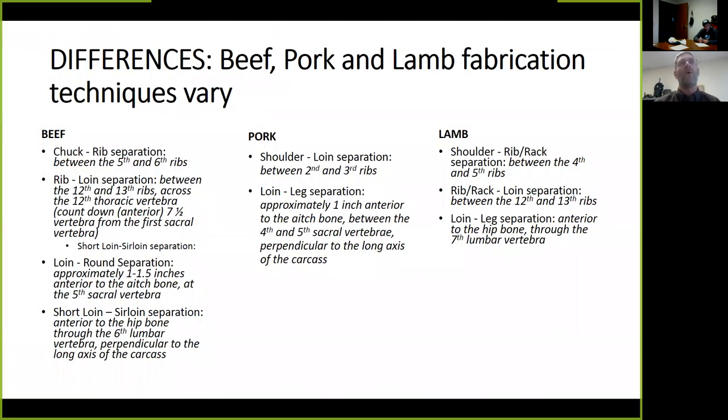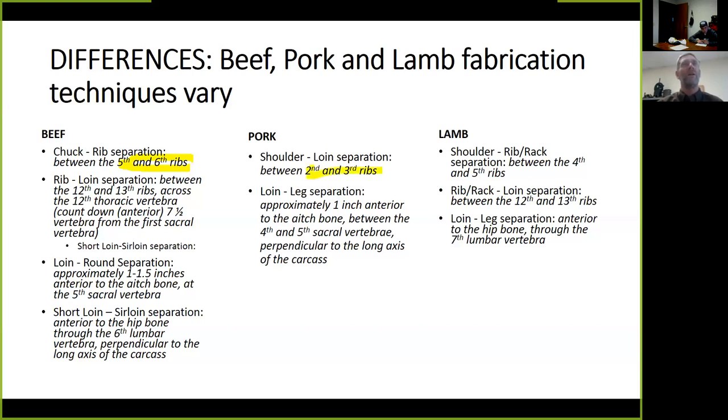Now, I want to talk a little bit about the differences that we see when we fabricate the beef, the pork, and the lamb. In beef, the separation of the chuck and rib is between the 5th and 6th ribs here. Okay? A similar separation in pork, the shoulder and loin, is between the 2nd and 3rd ribs.